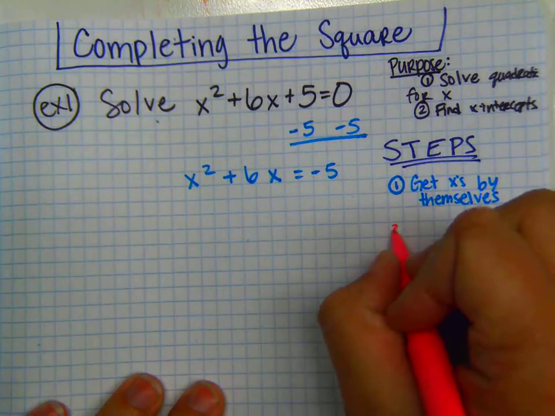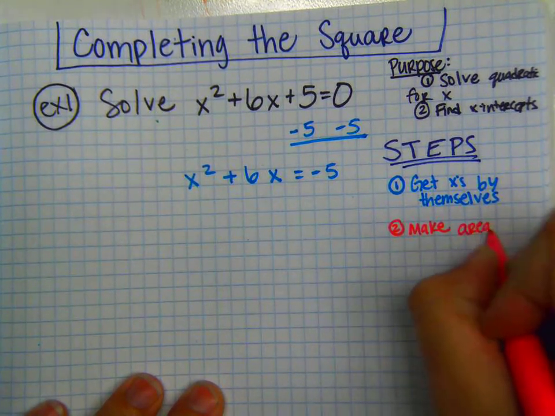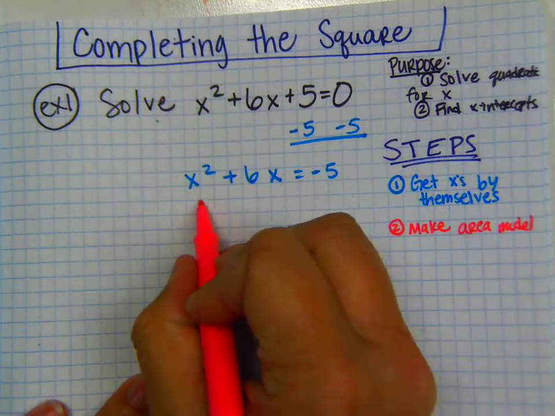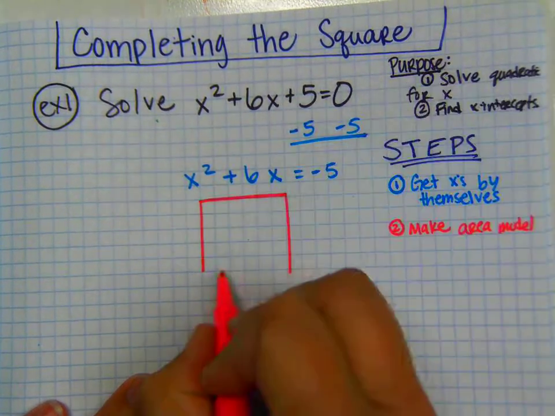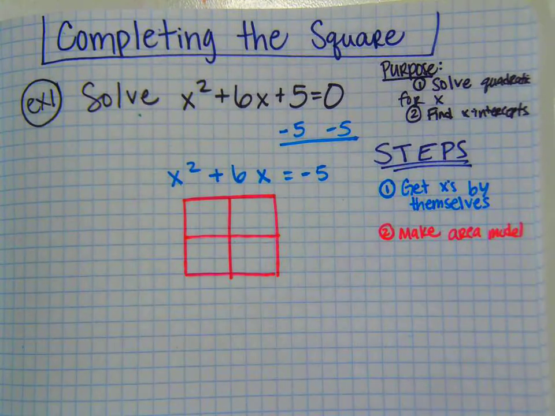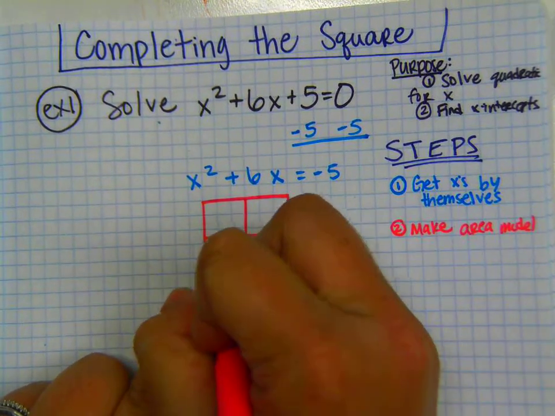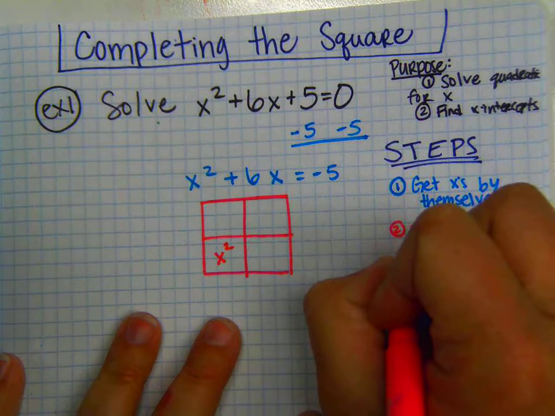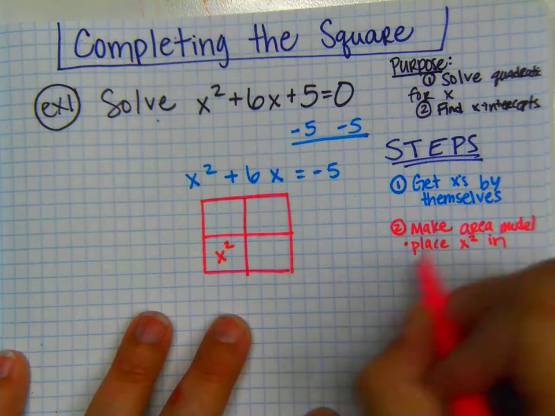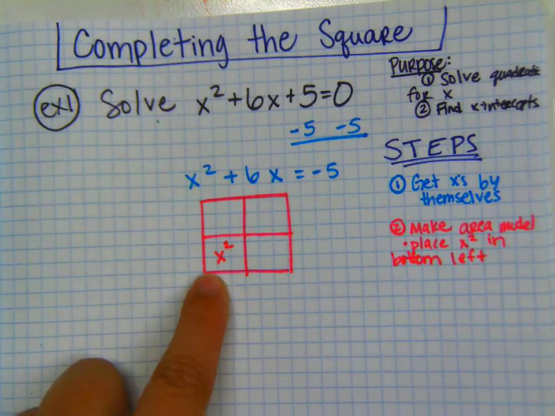Step 2, make an area model. Okay, so I'm going to make my area model on this side. And we all know what's in this box. What goes in that box? The x squared goes in this box, just like always. So make area model. Place the x squared in bottom left. Okay, so we have our x squared.